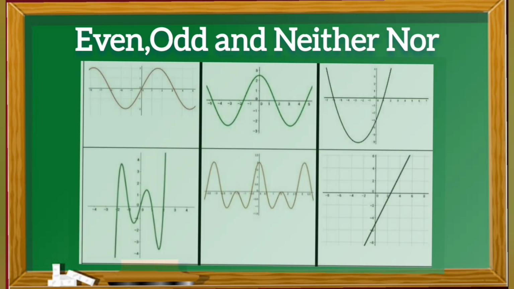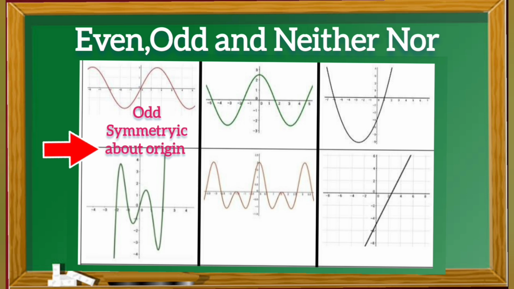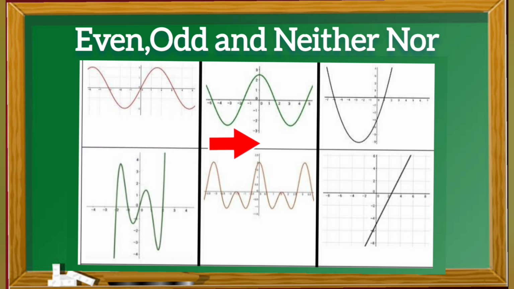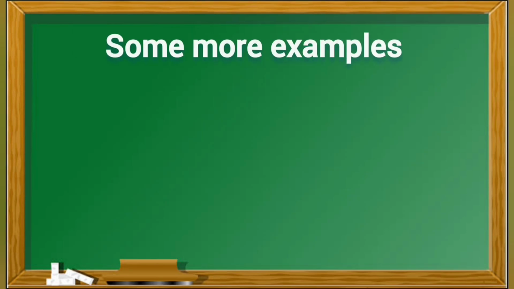Now let's comparatively discuss the three cases of even, odd and neither even nor odd to understand well. The first graphs represent the graphs of odd functions as they are symmetric about the origin. The second graphs represent the graphs of even functions as they are symmetric about the y-axis. The third graphs represent the graphs of neither even nor odd functions as they are neither symmetric about the y-axis nor about the origin. Let's now see some more examples of even, odd and neither cases.